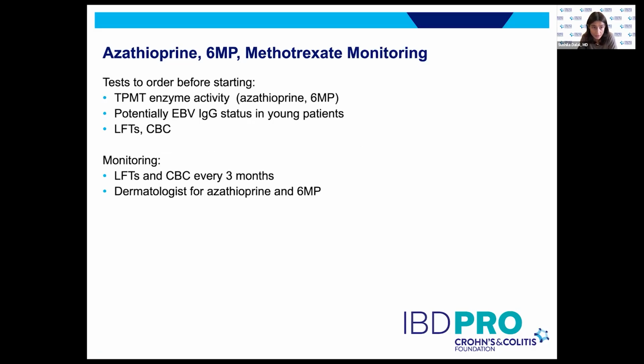So monitoring, I've already kind of alluded to this. Before you start azathioprine or 6-MP, you need to check TPMT. That's the enzyme that metabolizes it, and people do vary in how much of that enzyme they have, and that will affect your dosing. You should check the EBV, the Epstein-Barr virus status in young patients to make sure they are previously exposed. Because if you get a new EBV infection while you're on azathioprine, that is a risk factor for lymphoma. And so you want to make sure that they've already been exposed. And most often patients have. It's higher risk if they never have been. And you need to monitor those LFTs and CBC, as I mentioned.